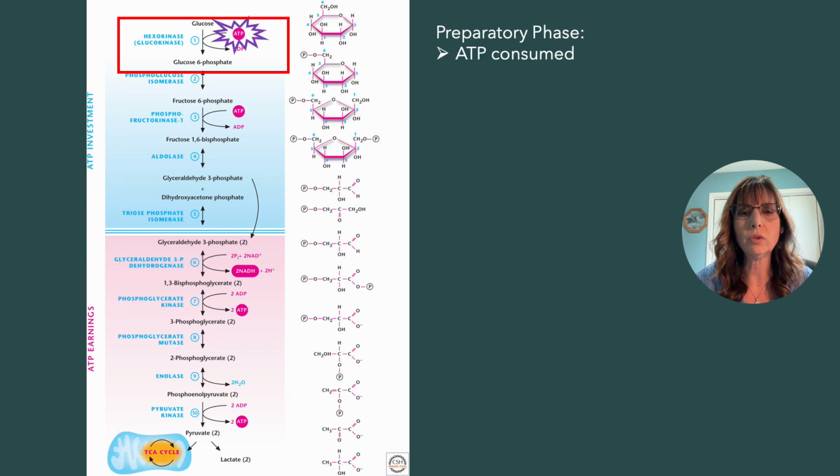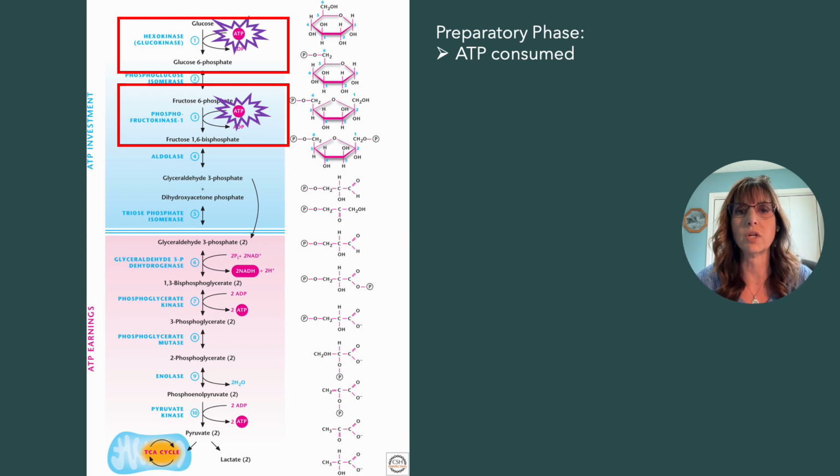Now, we start with glucose being converted into glucose 6-phosphate by hexokinase. This is the first step that requires ATP. From here, glucose 6-phosphate is converted into fructose 6-phosphate by phosphoglucose isomerase. This next step, this third reaction, also requires energy from an ATP. And you can see that is where the 2 required ATPs come in. In this step, fructose 6-phosphate is converted into fructose 1,6-bisphosphate by phosphofructokinase, or PFK1. As the name kinase implies, this enzyme adds a phosphoryl group from ATP to the molecule.